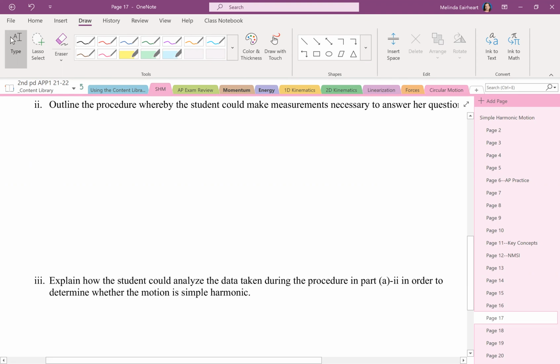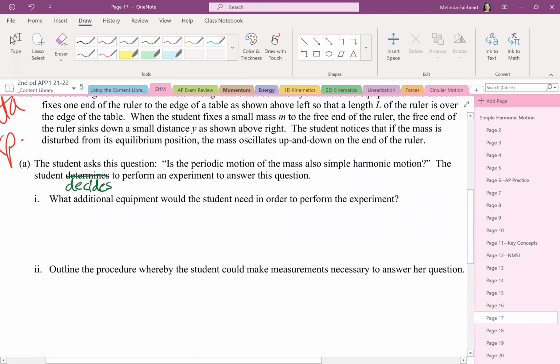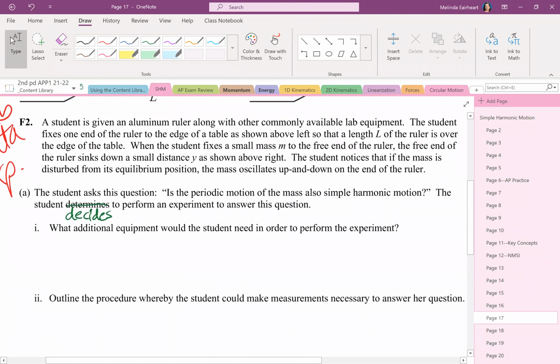Now I'm going to tell you that lab-based questions usually have more than one approach. The key to NMSI has 3 approaches. So, if I said, hey, y'all try this, y'all may have 3 different methods of collecting data. It's not that one's right, one's wrong, it's an alternative. So what are your thoughts? What would we need to do in order to figure out, is this simple harmonic motion?